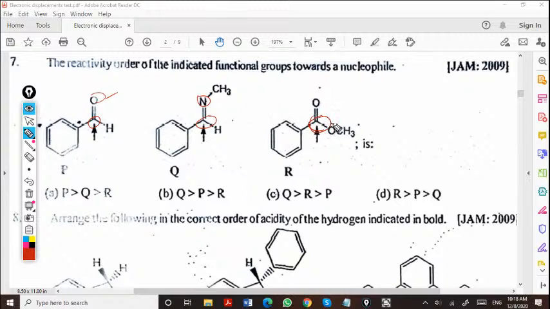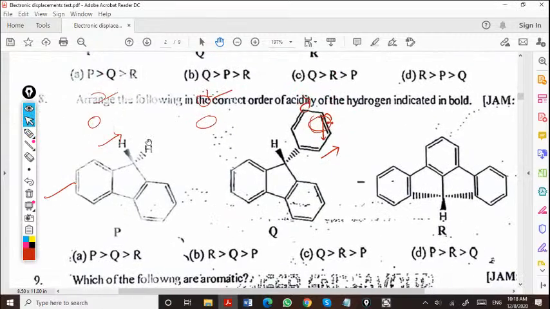Once it gets attached with an ester or another oxygen, it will be in conjugation so that its electron density is going to rise. So the deficiency is going to decrease, and this will be the least reactive. Among nitrogen and oxygen, oxygen will be more electronegative, and moreover this is not attached to a donating group. So this is highly reactive. P, then Q, then R. Option A is correct. Next.